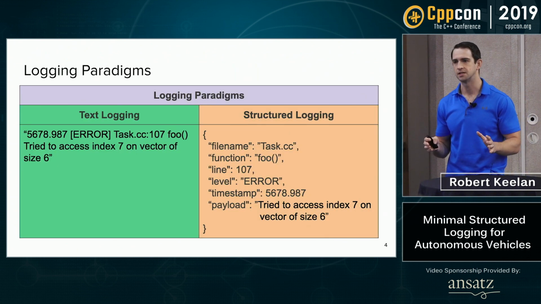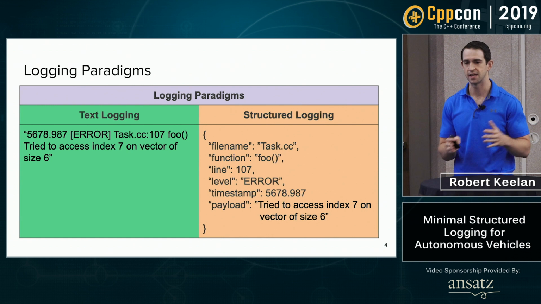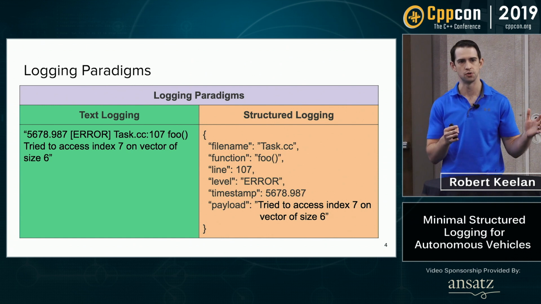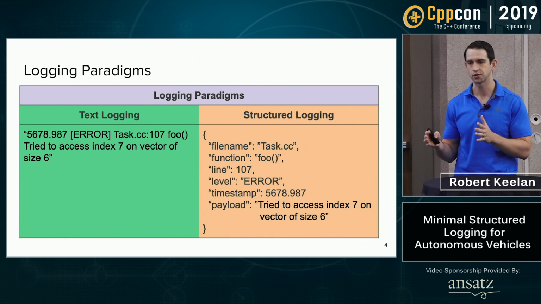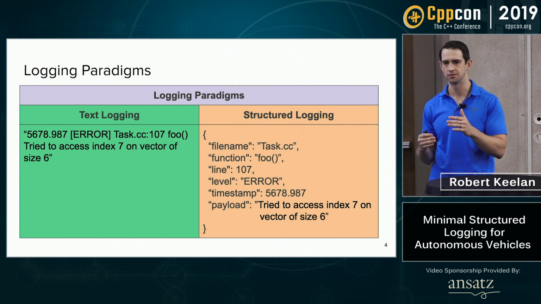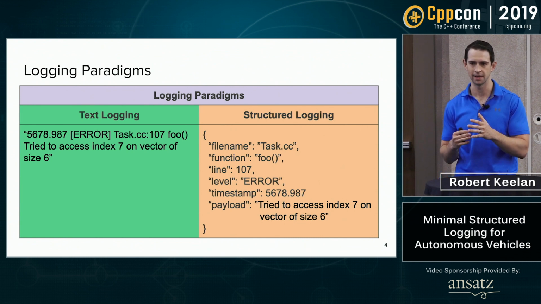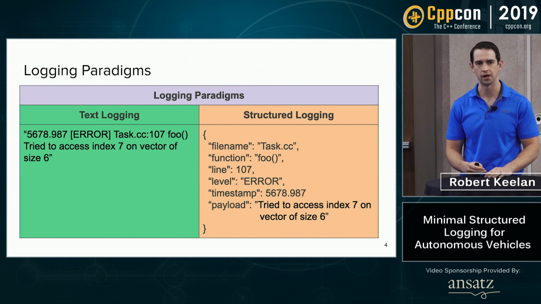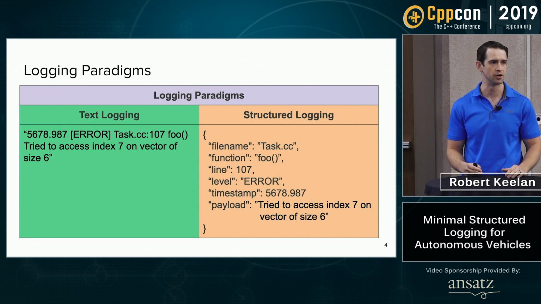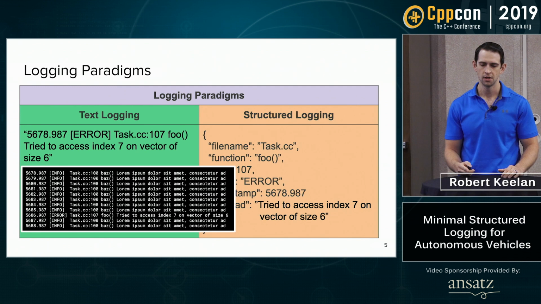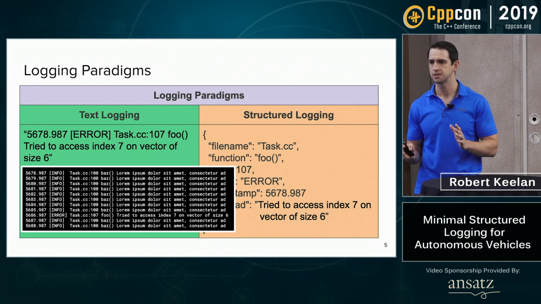So there are two basic debug logging paradigms. There's text-based logging, which basically outputs human readable strings. And then there's structured logs, which outputs the data in some kind of machine-friendly format. That could be something like JSON format, what I'm showing on the right, but it could be an equivalent binary format. So they both have their pluses and minuses.